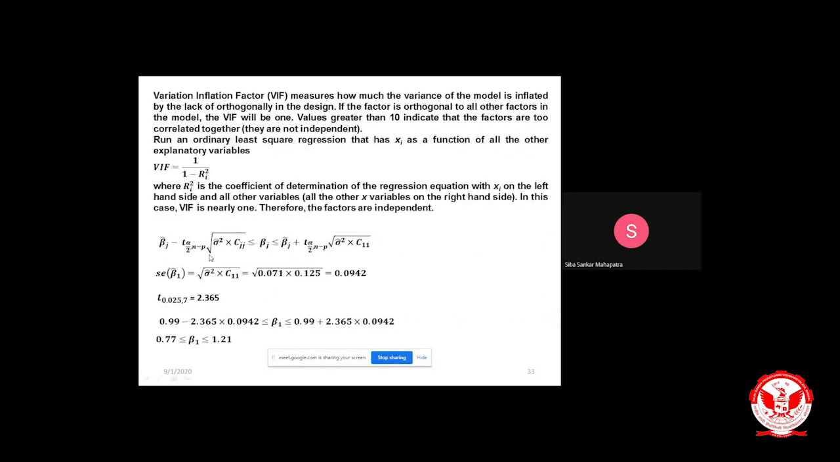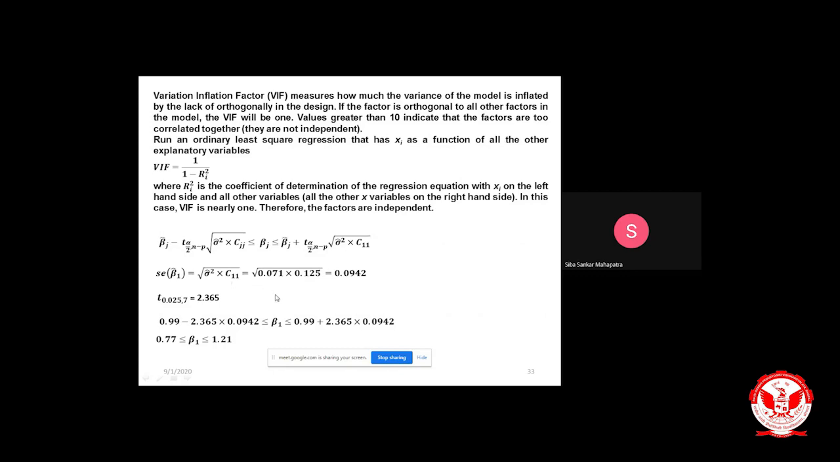For each coefficient, we can calculate the confidence interval. Confidence interval we can calculate using this formula. This is the standard error for the coefficient beta 1, which is nothing but the square root of sigma square multiplied by C11, where sigma square is nothing but the mean square for the residual. So the mean square for the residual we got is 0.071.